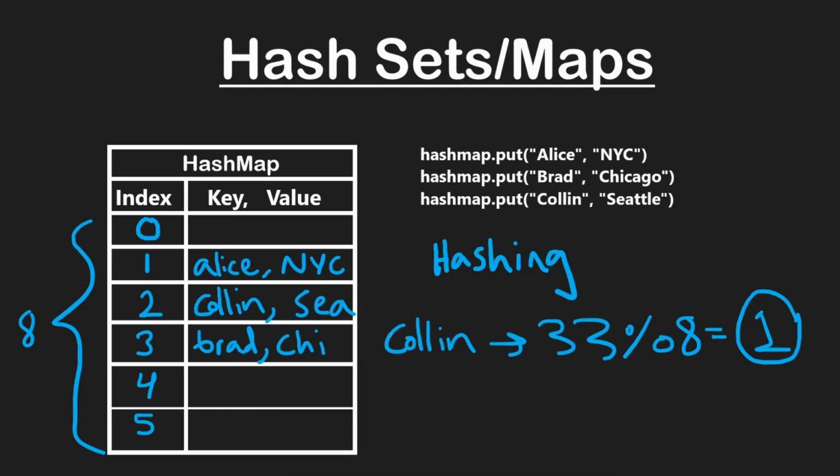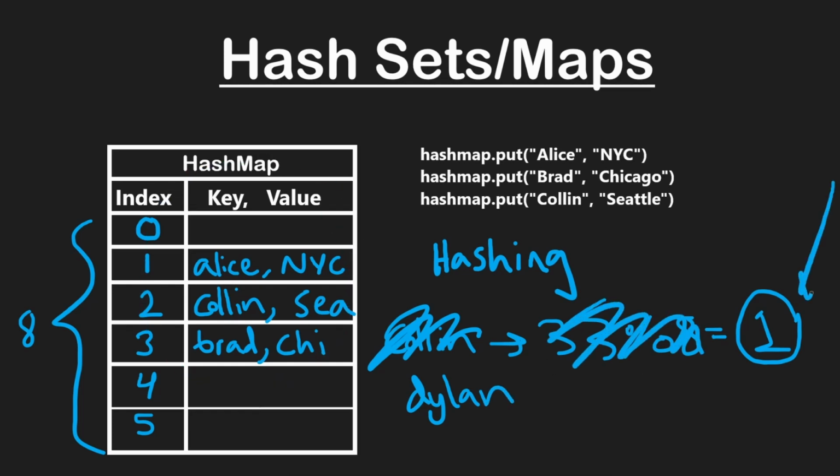Now, possibly we weren't looking for Colin. We were looking for somebody else named Dylan, who actually does not exist in the hash map. Maybe we somehow computed the exact same index for Dylan. We would look at index 1. We'd see this is not Dylan. We would open address. We would try the next available address. Is Dylan over here? No, they're not. We'd try the next available address. Is Dylan over here? Nope. Is Dylan over here? Nope.